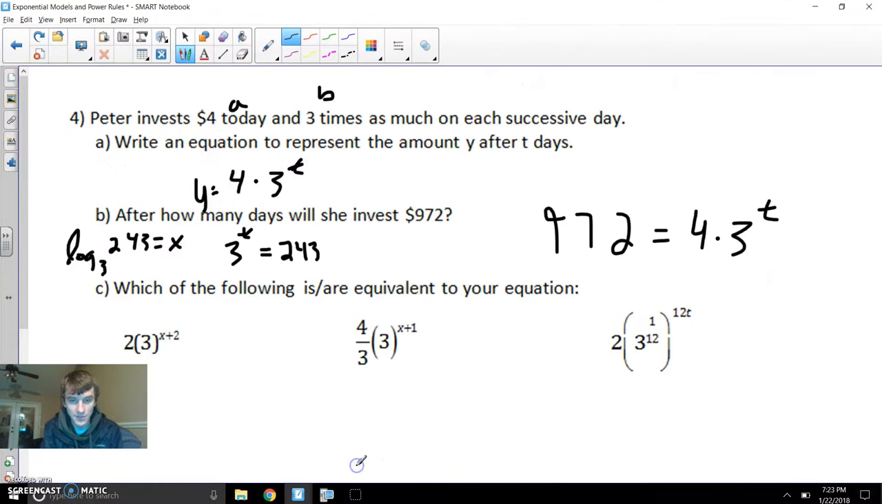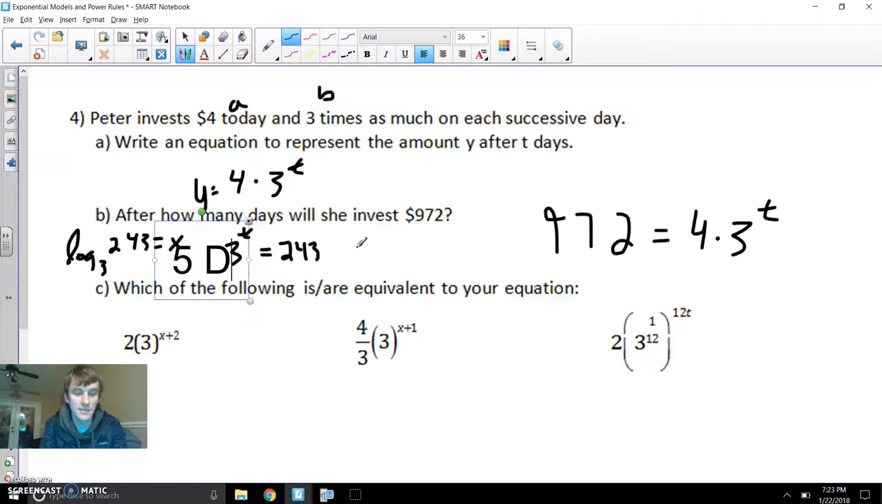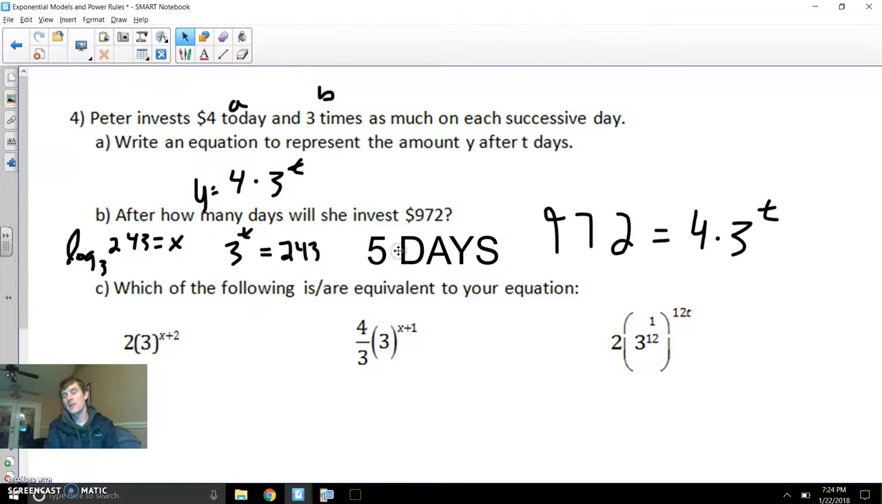So 5 is your answer in terms of days. How many days? 5 days. That's how long it's going to take. So again, just being able to establish that formula, take the next step to plug it in, and be able to reverse solve for it using key Algebra 2 skills that I hope we're starting to establish. They're difficult, but I think you can do it.